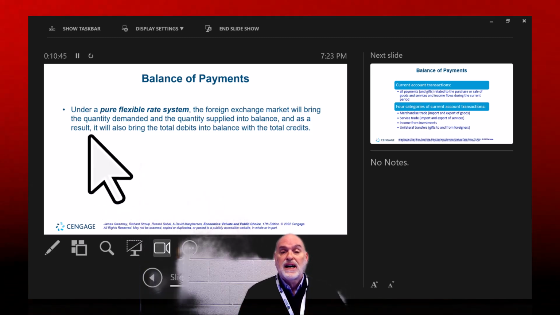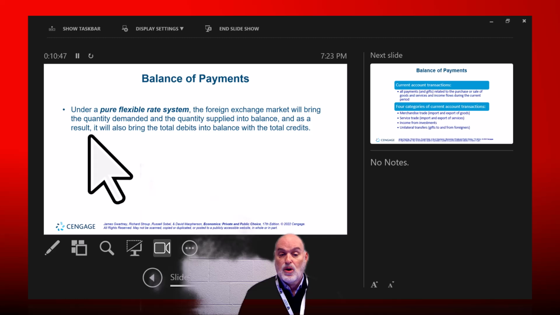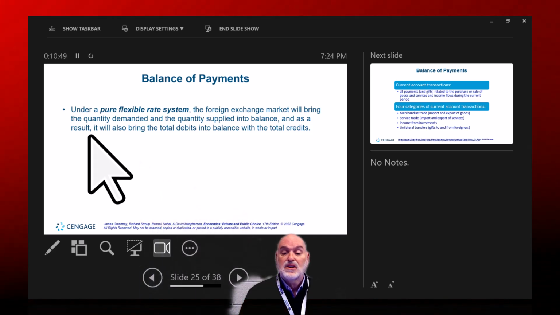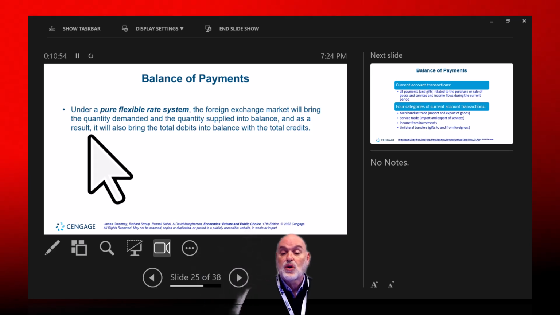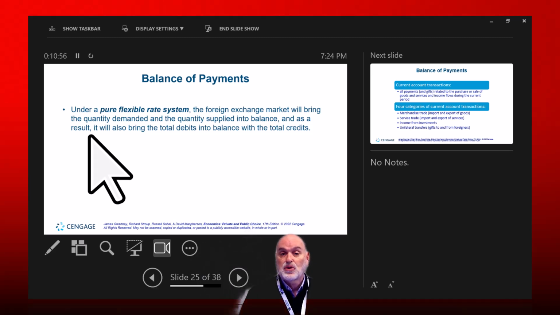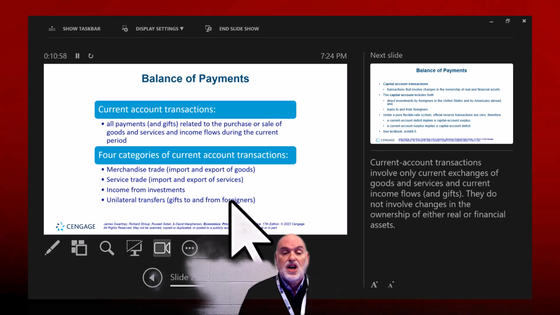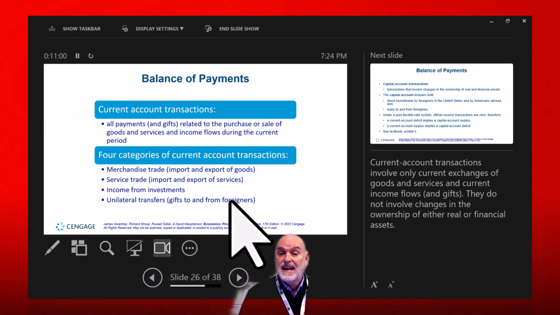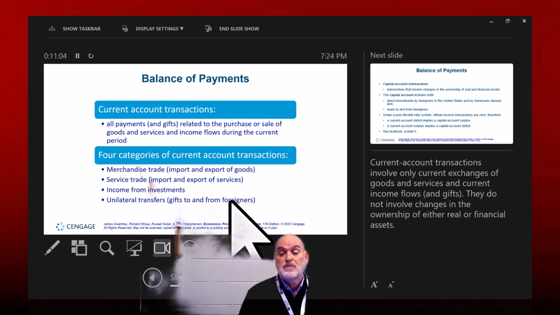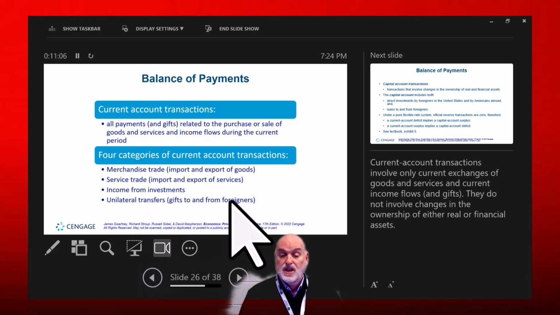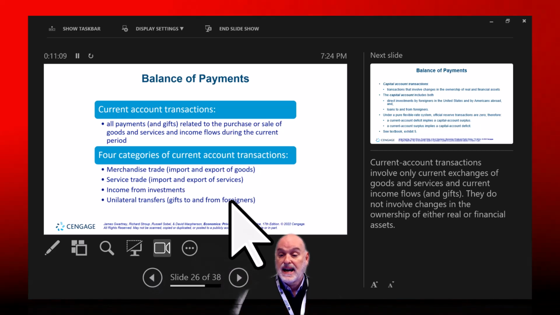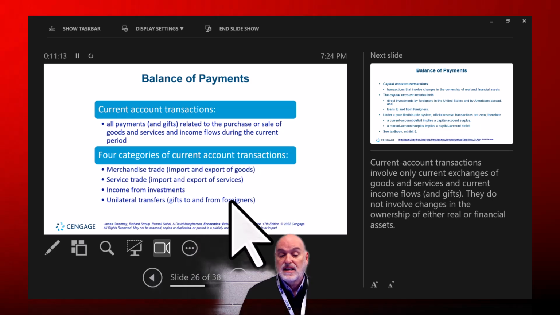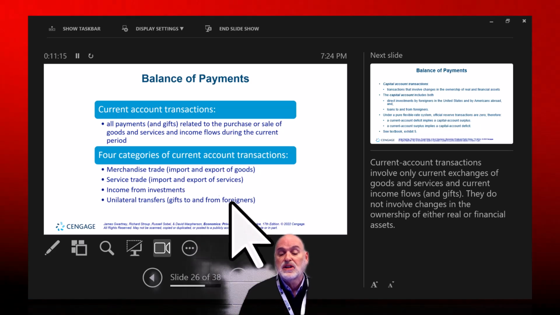Under a pure flexible rate system, the foreign exchange market will bring the quantity demanded and the quantity supplied into balance, and as a result, it will also bring the total debits into balance with the total credits. Current account transactions are all payments and gifts related to the purchase or sale of goods and services and income flows during the current period. There are four categories of current account transactions: merchandise trade, service trade, income from investments, and unilateral transfers.